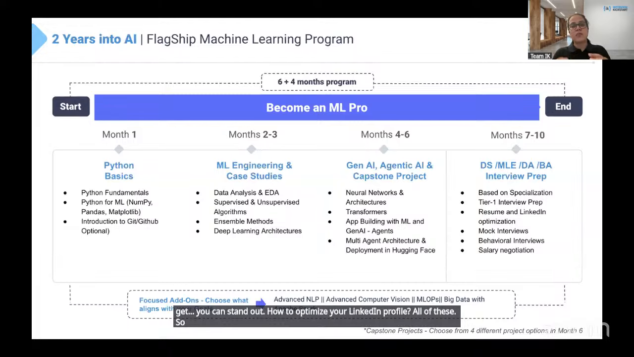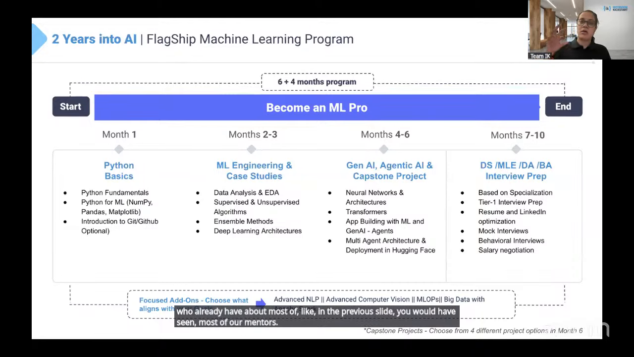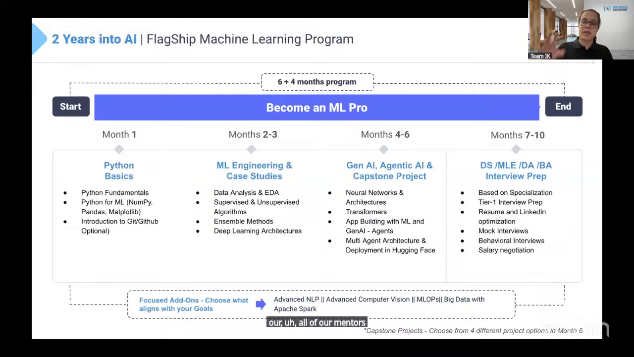And mock interviews are generally with people like Suhrid, right? So people who are already building AI systems at scale. Like in the previous slide you would have seen, all of our mentors are actually practitioners currently in the industry, and they have on an average 13 plus years of work ex.